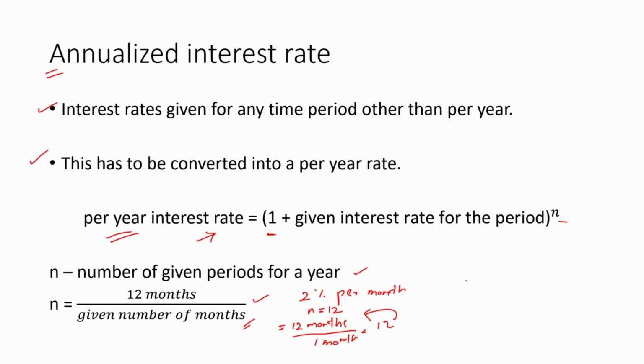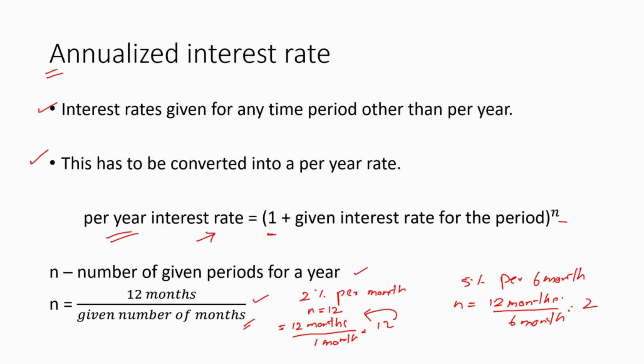Let's say they have given 5% per 6 months. This is the time period they are given. So let's calculate the simple n. Simple n equals 12 months divided by the given number of months. So how many months have they given? 6 months. So divided by 6 months. So this equals 2, which means there are two 6-month periods in a year.